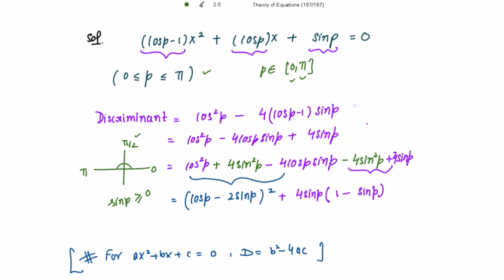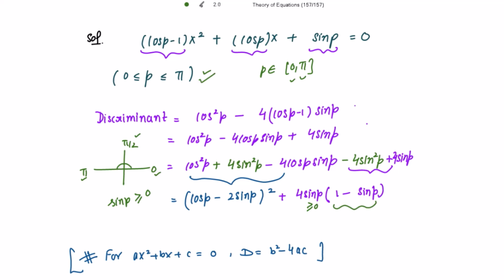Because sine of pi by 2 is 1. Sine of 0 is 0. Sine of pi is also 0. So the values of sine p in the interval from 0 to pi are greater than or equal to 0. So this is greater than or equal to 0. And what about this value, 1 minus sine of p, for this interval?